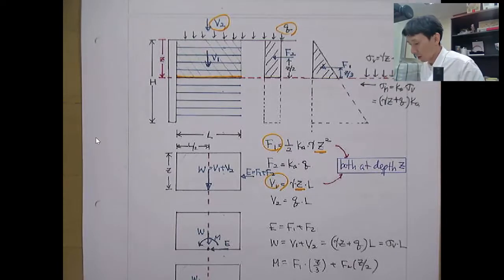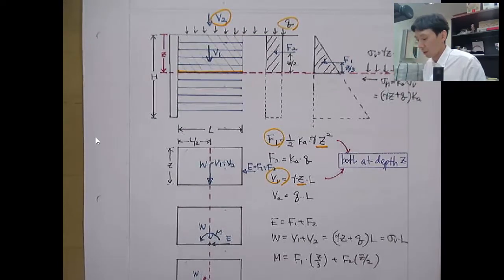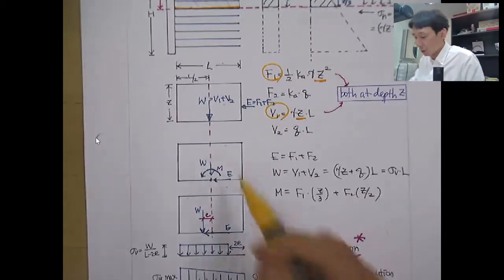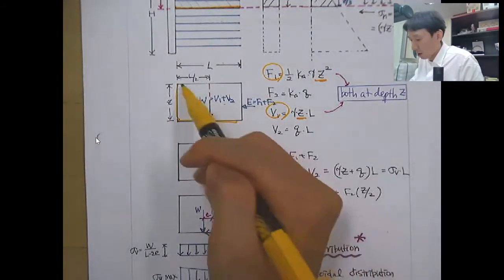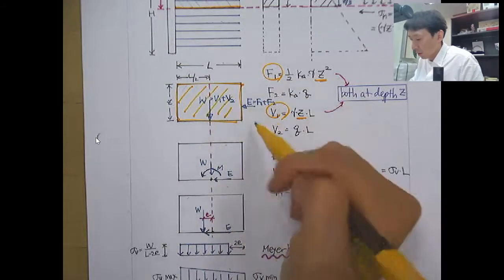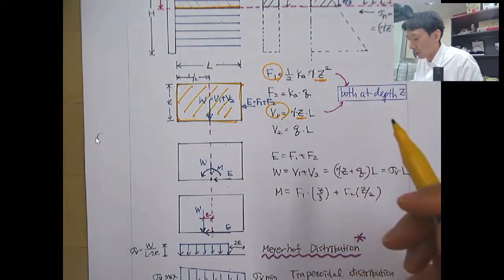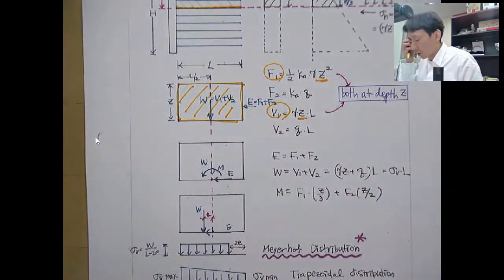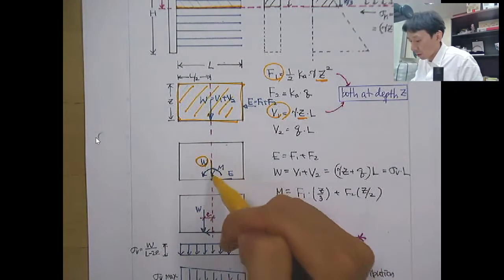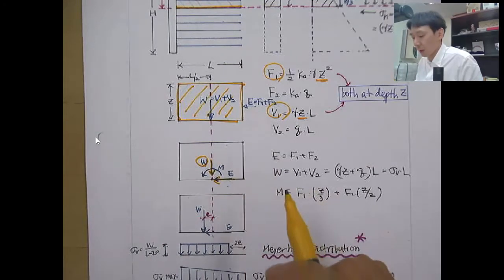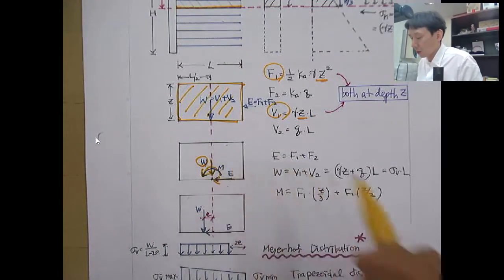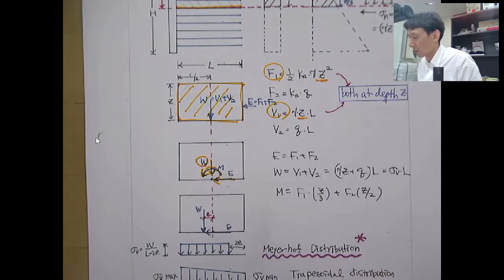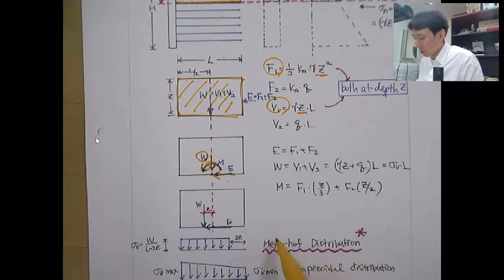According to Meyerhof's distribution, we will need to compute the eccentricity e here. So when we talk about this block, you have E, which is the summation of F1 plus F2, the capital E, and that generates the moment. And W pushes down this block. So you have W, the vertical force, E as a horizontal force, and M as a rotational drive. Then, using the Meyerhof distribution, you can determine e.